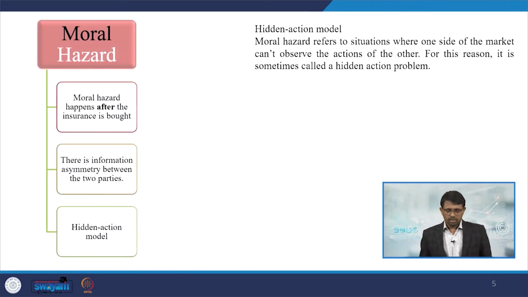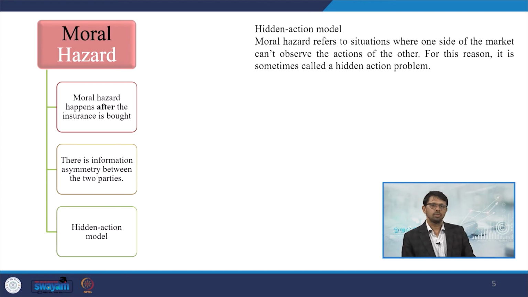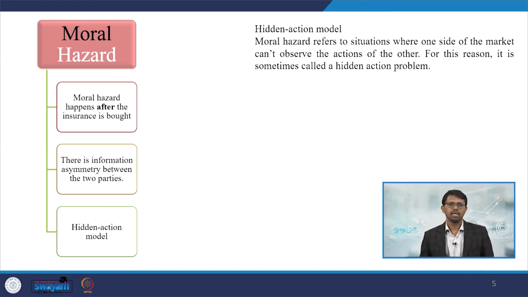Then the moral hazard problem is discussed either after or before the event. It is called the hidden action model, and usually moral hazard happens after the insurance is bought. There is information asymmetry between the two parties, and hence it is called the hidden action model. So in short, as we already discussed, moral hazard refers to the situation where one side of the market can't observe the actions of the other. For this reason, it is sometimes called the hidden action problem.